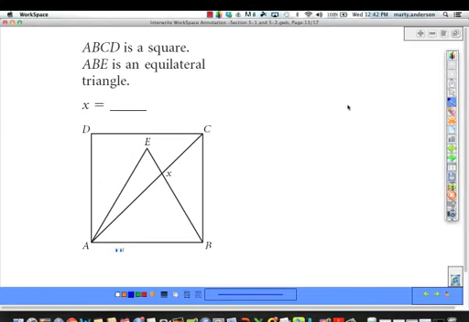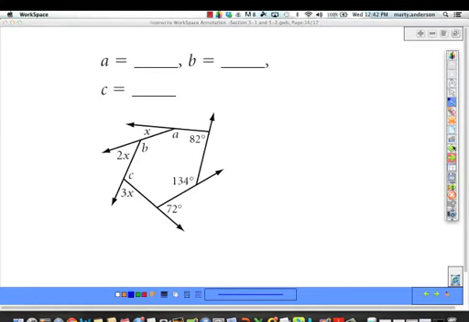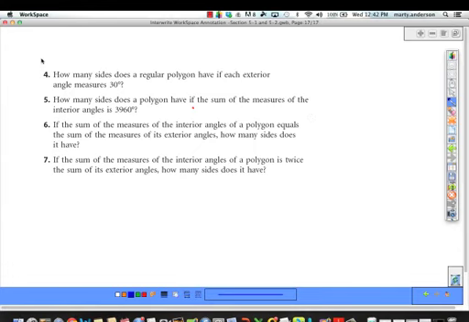We're going to skip ahead here and do a couple more word problems, so bear with me. Here we go. Okay, last couple working with our formulas. How many sides does a regular polygon have if each exterior angle measures 30 degrees? Very similar to the problem that we just did.